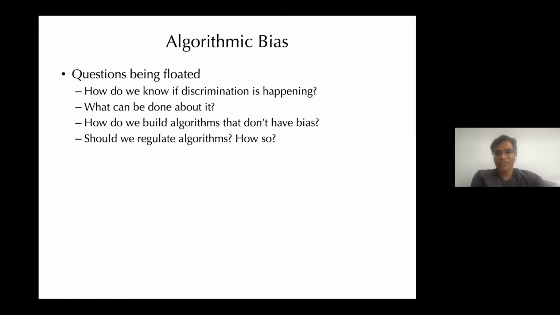There are questions being floated in the research literature. How do we know if discrimination is happening inside an algorithm? What can be done about it? How do we build algorithms that don't have bias? Should we regulate algorithms? How so? I've left some of the other things off. Should we even be using algorithms? Maybe we should be shutting them down. That's an extreme form of regulation.